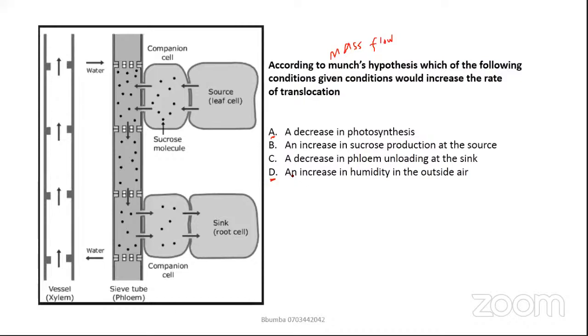Then I need someone to tell us why they think A is, why they think D. D talks of an increase in humidity in the outside air. Why someone may think that D is wrong. I need someone to reason D out. What do you think? Anyone?